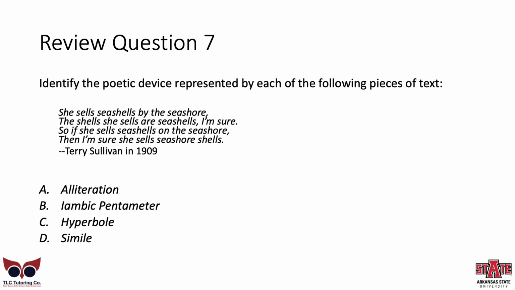Identify the poetic device represented by each of the following pieces of text. She sells seashells by the seashore. The shells she sells are seashells, I'm sure. So if she sells seashells on the seashore, then I'm sure she sells seashore shells. Terry Sullivan, 1909. Would this be an example of alliteration, iambic pentameter, hyperbole, or simile?